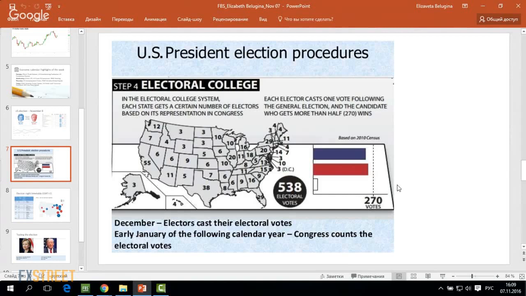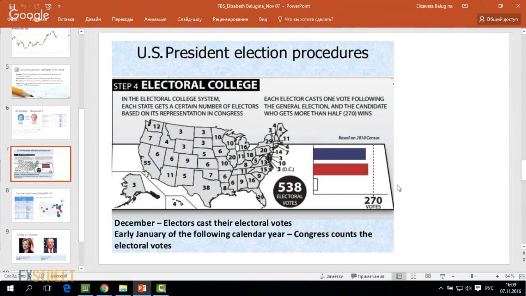would be announced. So to win, to make sure that he or she has the victory in this election, the candidate should have at least 270 votes of these electors. All in all, there are 538 electoral votes in all the states. And as I said, for the victory, at least 270 votes are needed.